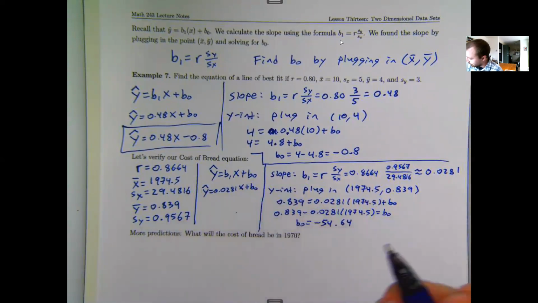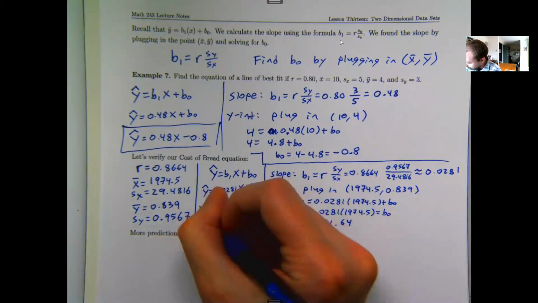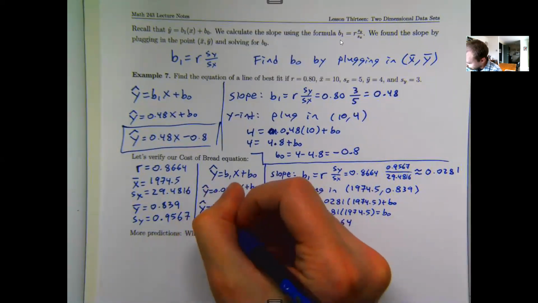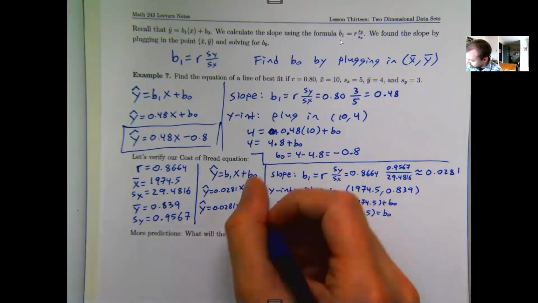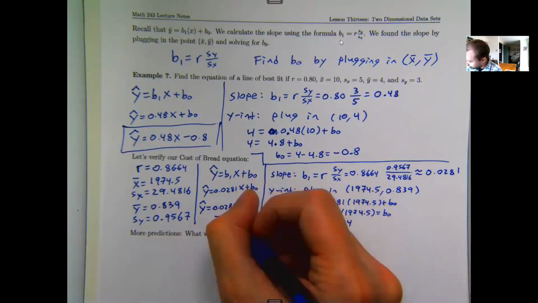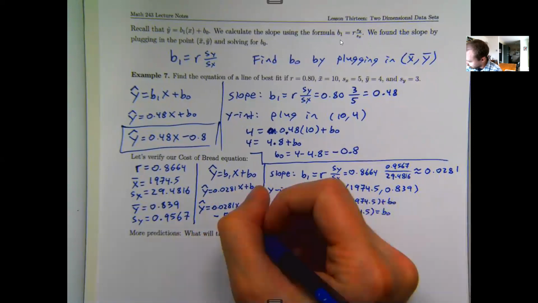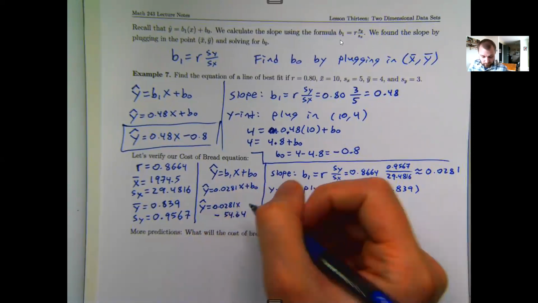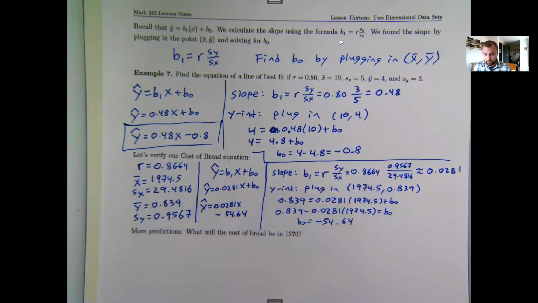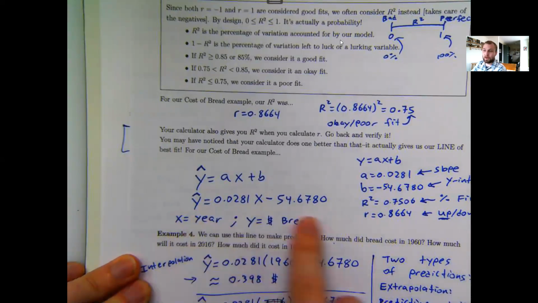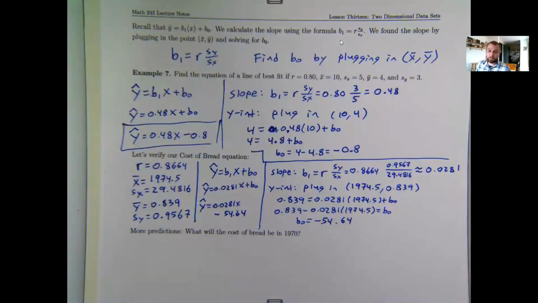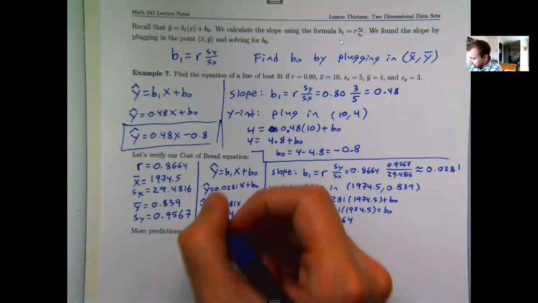Now, up to a little bit of round off error, I'm getting y hat is 0.0281x. This is plus a negative, so minus 54.64-ish. And when I did this with technology, with nothing but a calculator to come up with a line all at once, I got something really, really comparable. The only difference is up to a little bit of round off error.